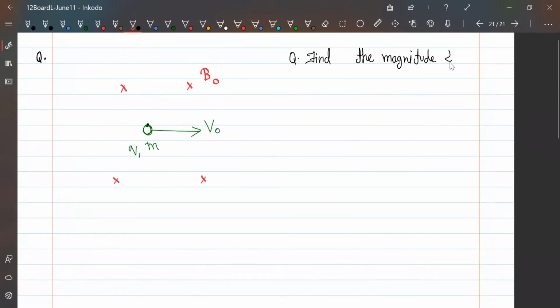Next question is like this. The direction of the magnetic field is into the plane everywhere. Value is B naught. And the charged particle is initially going in this direction. Charged particle has charge Q, value of mass is M, and velocity is v naught. The question is, find the magnitude and direction of electric field such that particle keeps moving in the straight line.